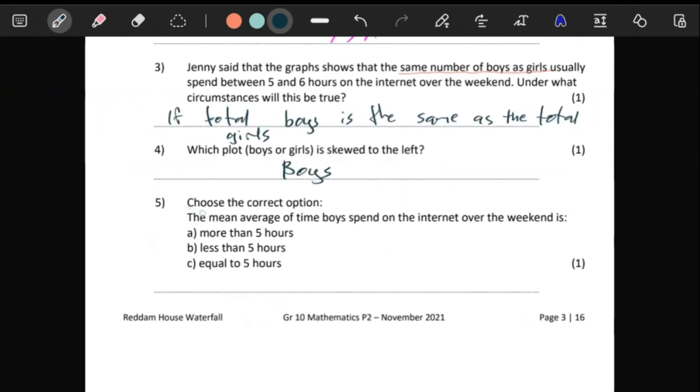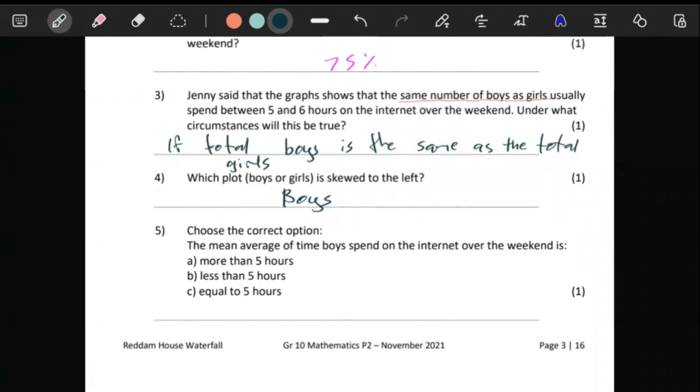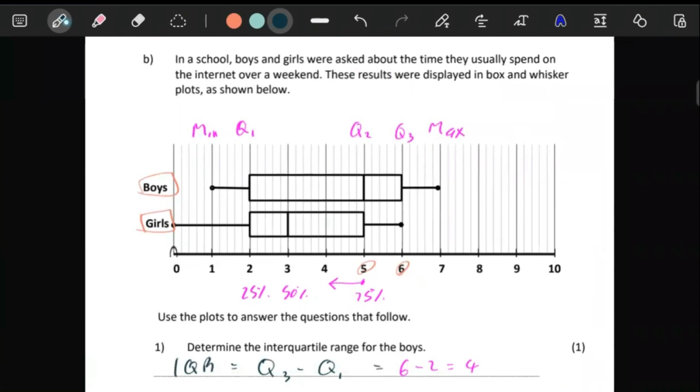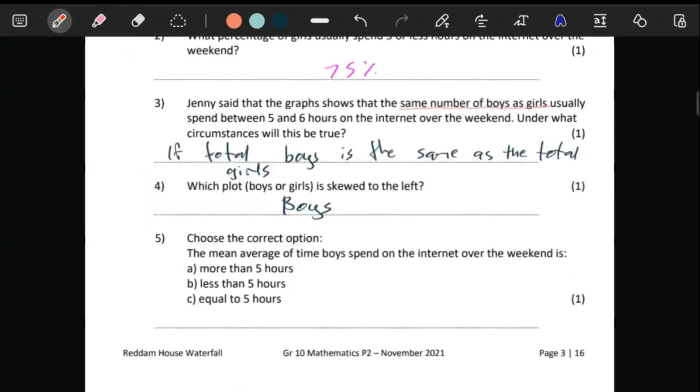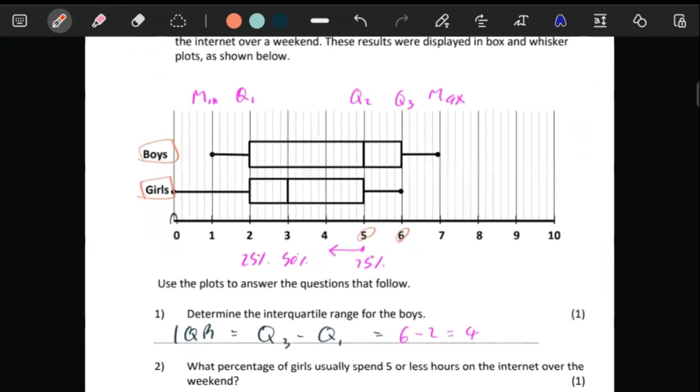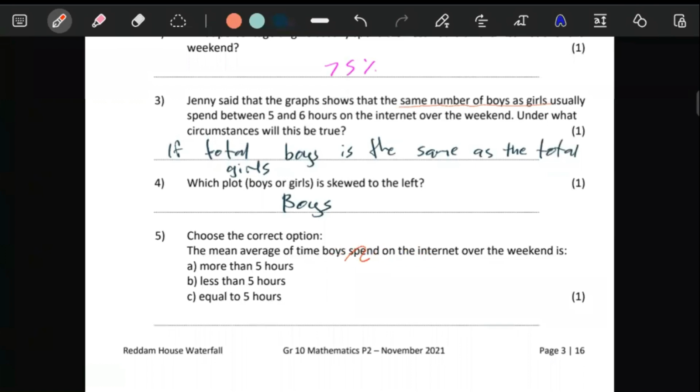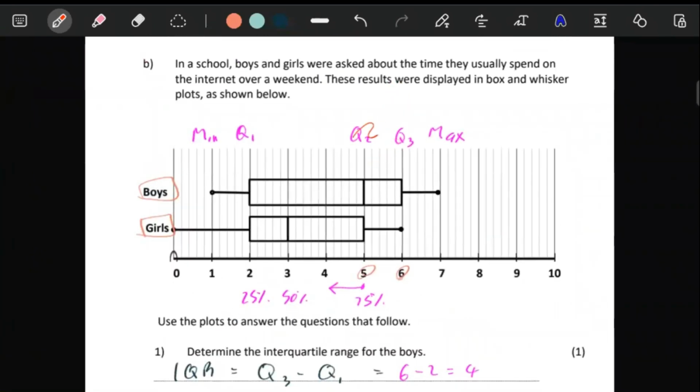You see. Here it says choose the correct option. The average, this is the mean average of time boys spent on the internet over the weekend is more than 5, less than 5, or equal to 5. So if you're going to get the average using a box and whisker diagram, you want to keep in mind that your average is usually at the space that's more open. Like for example, your average, you see here they're comparing it to 5 hours. 5 hours for the boys, right, is Q2.